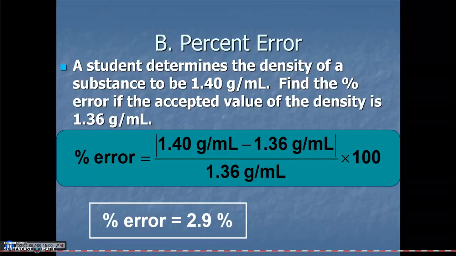Please write this equation down someplace where you're going to be able to refer to it for the remainder of this year, because you will be using this calculation quite often to complete your lab reports.